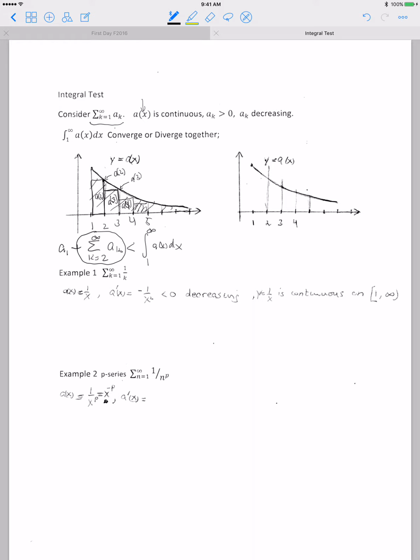Now in the next picture to the right, I want to show the improper integral diverges. This also forces the series to diverge. So I'm going to do this by, again, comparing areas. The area under the curve, in this case, is infinite because we're assuming that the improper integral diverges.